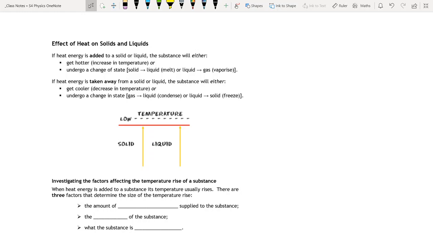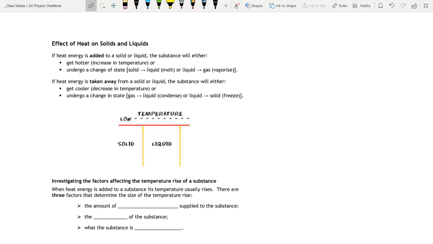But when something's changing state, the heat energy is required to break those bonds or make the bonds. So that's why when something changes state, all that heat energy goes into the bond making or breaking and not into increasing the temperature of it. Okay, so it either gets hotter or it undergoes a change in state. So when it's undergoing a change in state, it doesn't tend to get hotter, it tends to level out a little bit.